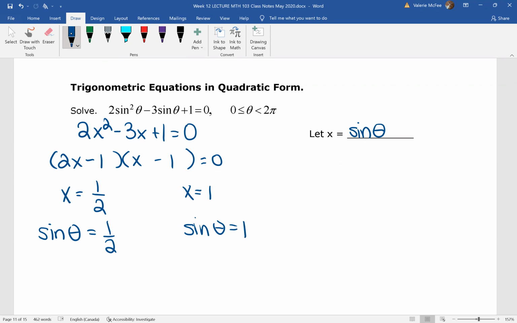These are the types of equations we solved in the first two lectures. Remember, we're solving them on this interval 0 to 2 pi radians. Why don't you find theta?